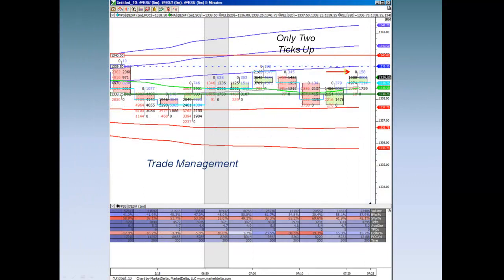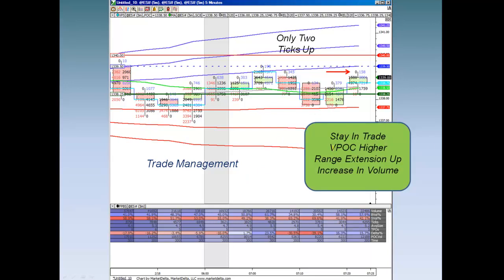Now let's take a look and see how the market progresses. Well, what happens with the next candle is we go up only 2 ticks. Now we have not reached our target, and the question that we need to answer for ourselves is, do we stay in this trade, or should we start managing the trade to get out with a minimal loss? Well, let's take a look at what the market tells us. First of all, the VPOC has moved higher. Take a look here. The volume point of control went up from here to here to here.